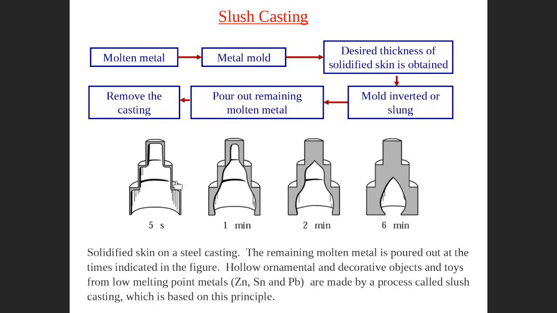solidification starts from the outer surface to the inner surface. It means that the outer surface becomes solid, the inner surface is still liquid. If you leave more time, 5 seconds, 1 minute, you can see that the thickness will increase, still inside is liquid. 2 minutes, bigger thickness you get. 6 minutes, bigger thickness you get. Still the internal core is liquid. So what is slush casting?